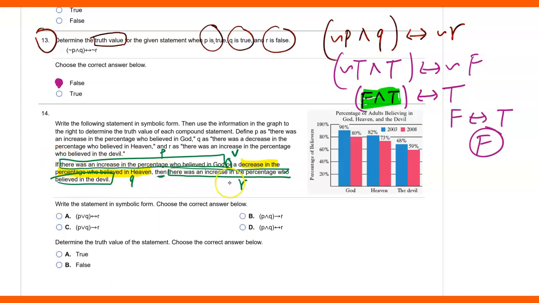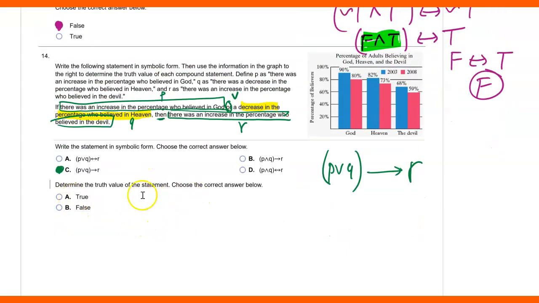But notice that if you write in the symbolic form, you start with the arrow, and the end of the arrow goes the then part. After then you have there was an increase in percentage who believe in devil, that's going to be R. You put the R here. In the front you put the if part. Therefore the if part has two statements, P or Q, so P or Q goes in the front. There is a comma here, and by the rules, before the comma you have to group together. That's the answer for part A, which is obviously C, right? It can match here.